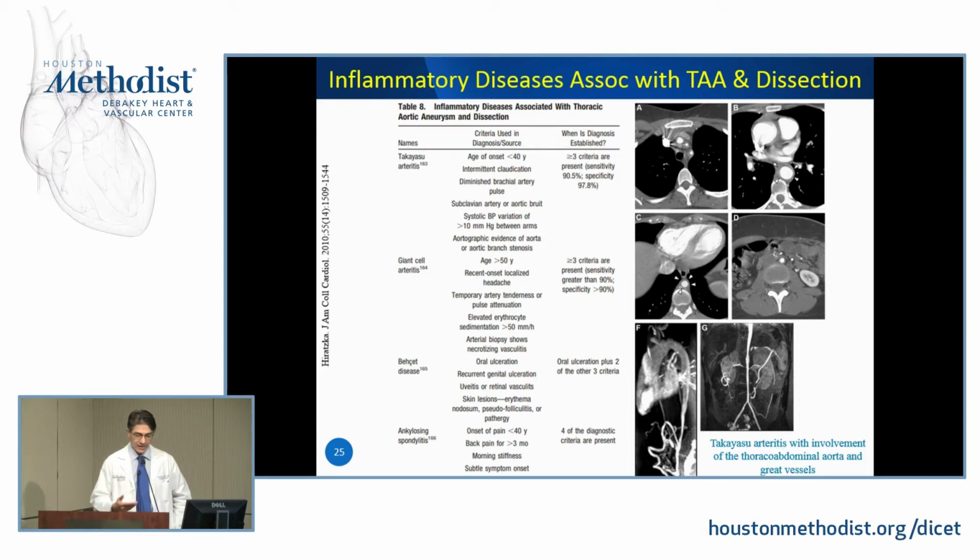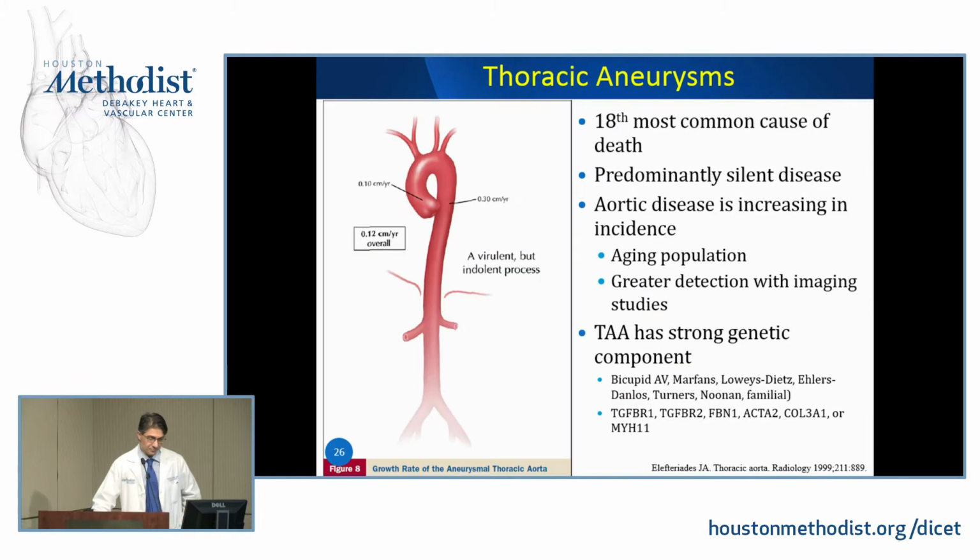At least for Takayasu's, generally the onset is less than 40. Here you see a lot of tapering of the vessels. There's a lot of involvement of the vessels coming from the head and neck. So if you're not looking for it, you're not going to make the diagnosis. But this is probably more common than we think.